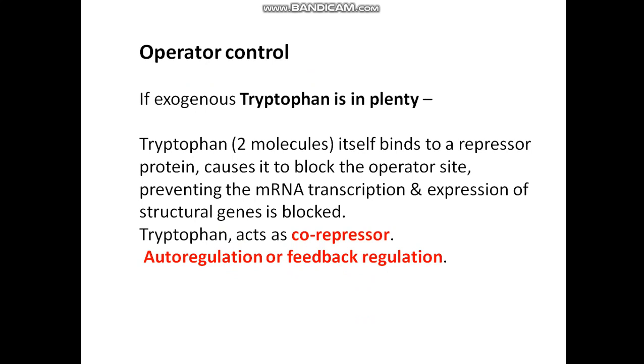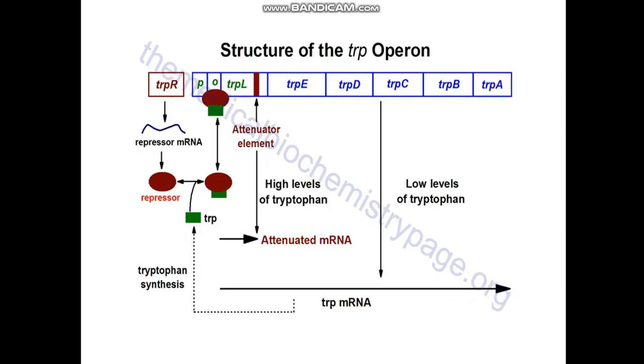Operator control. When tryptophan is in plenty, two molecules of tryptophan bind to a repressor protein and cause it to block the operator site, which prevents messenger RNA transcription, and expression of structural genes is blocked. So tryptophan acts as a co-repressor, and this control is autoregulation or feedback regulation.